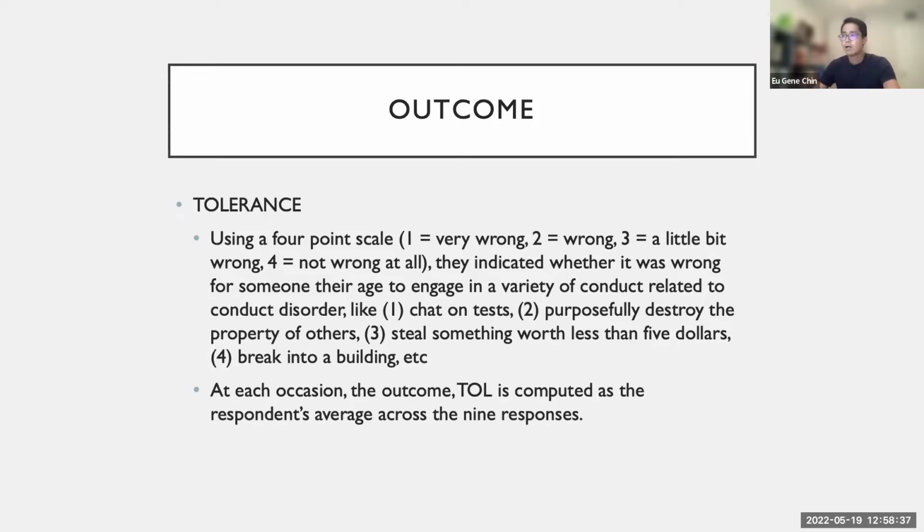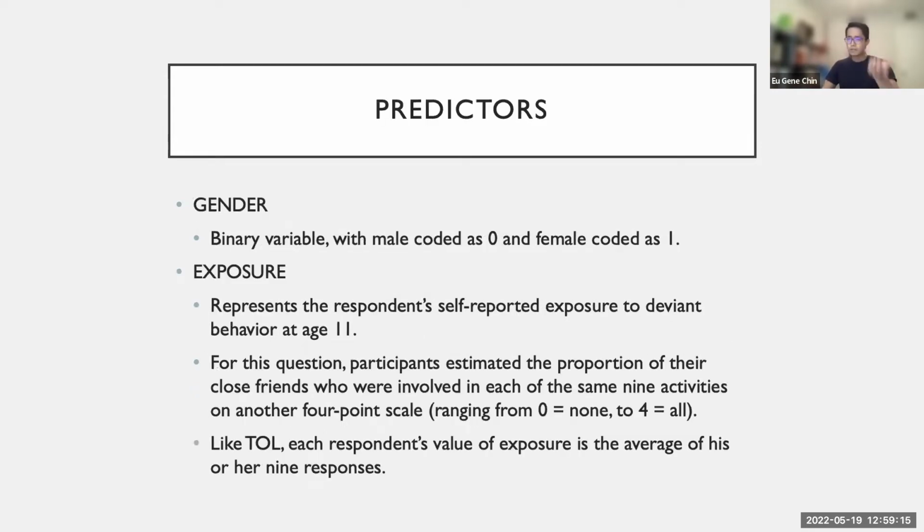And so they indicated whether it was wrong for someone their age to engage in a variety of conduct-related types of symptoms, like cheat on tests, destroying property, stealing something, breaking into a building, and so on and so forth. And at each occasion, on each wave of data collection, the outcome, which I think the abbreviation is TOL, is computed as the respondent's average across these 9 items or these 9 responses. That's what we'll see in the data set essentially. So that is the outcome of interest.